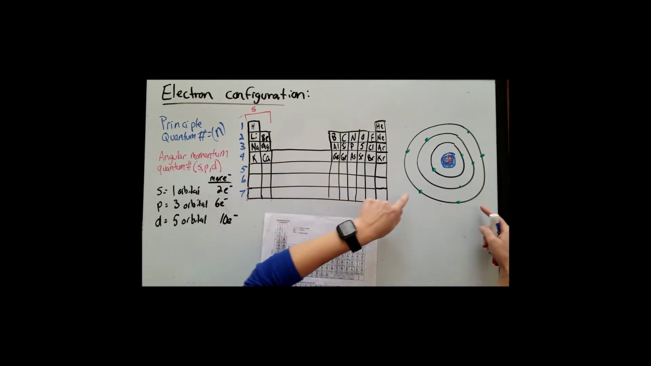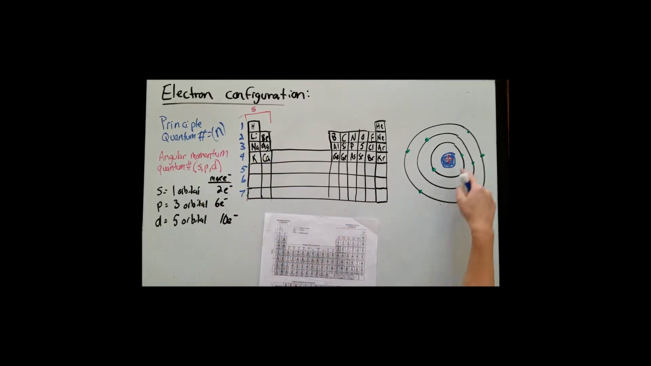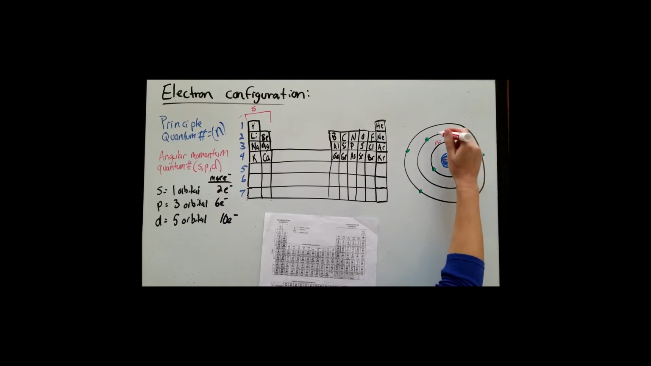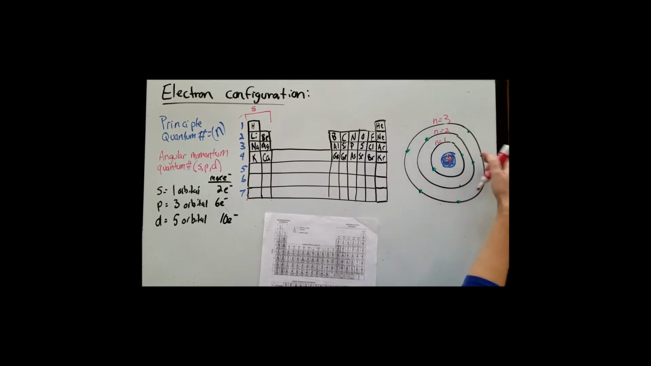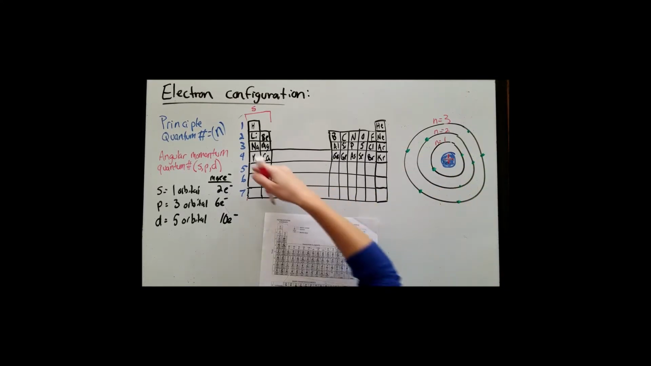How does that relate to an atom? Well, these rings around an atom are also the principal quantum numbers. This first ring would be the n equals 1 quantum level. The second ring would be n equals 2. The third ring would be n equals 3, and so on. You can keep adding rings as you go down the periodic table.